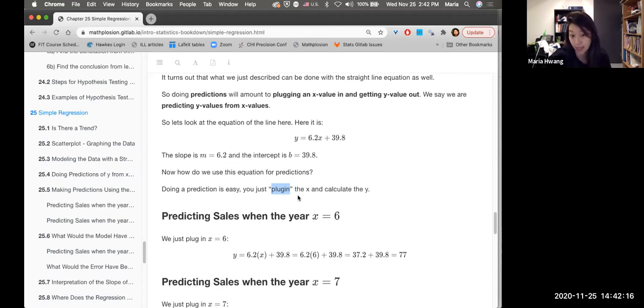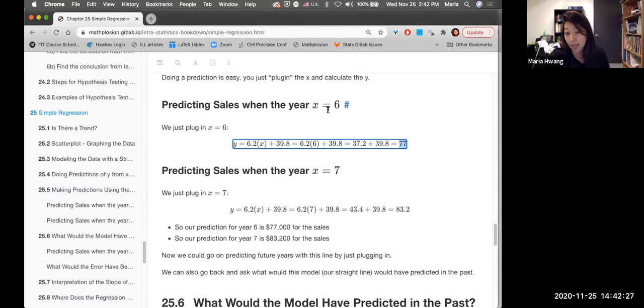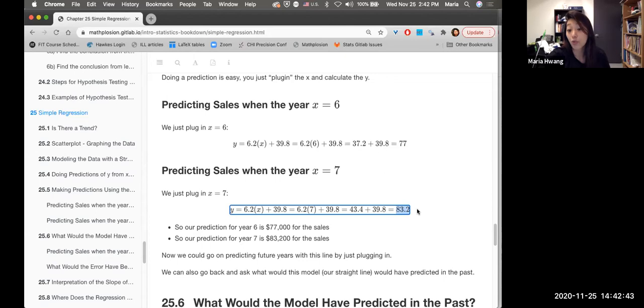You find the prediction for that particular independent variable X. If you wanted to follow through, you can plug in the 6, and as a result, you'll get 77. So in year 6, based on the past data, we predict that we will have about $77,000 worth of sales. In year 7, we believe we will have about $83,200 worth of sales. This is what we're predicting.